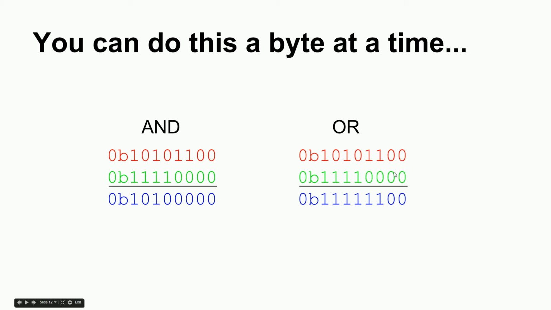Here's our ORing with 0. We start with 1100, we end with 1100. So ANDing with a 1 gives you what you start with. ORing with a 0 gives you what you start with. And then also, ANDing with a 0, no matter what the red is, you always get an output of 0. If I OR with a 1, no matter what the red is, we always get a 1 output.